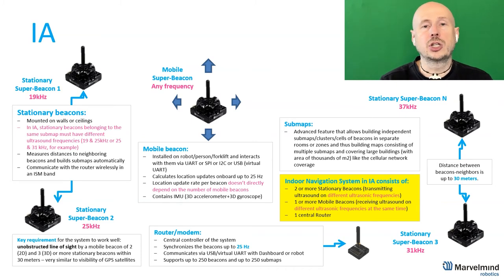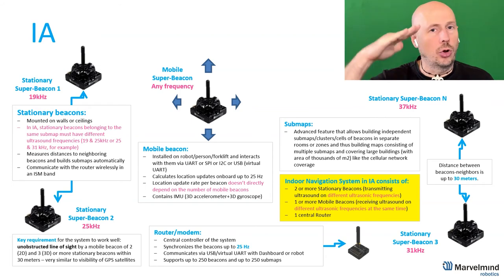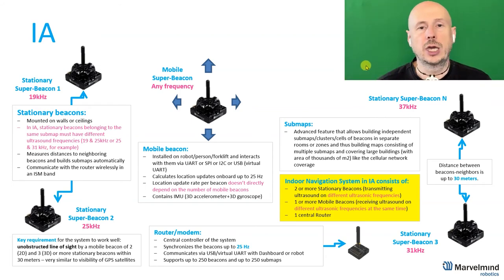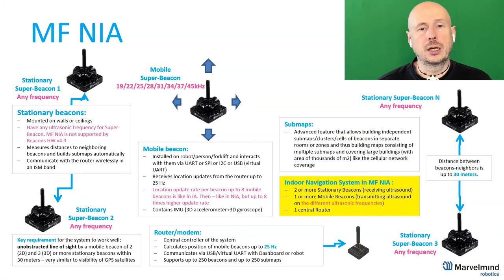So inverse architecture doesn't work with noisy mobile objects like drones, but it's absolutely fine for people, for robots, for forklifts, even in a very noisy environment, because it's still not so noisy as a drone 20 centimeters away. When you have not hundreds of objects, but let's say 8 or even 16 drones, then multi-frequency non-inverse architecture is your choice.